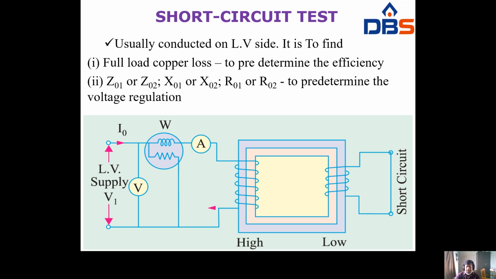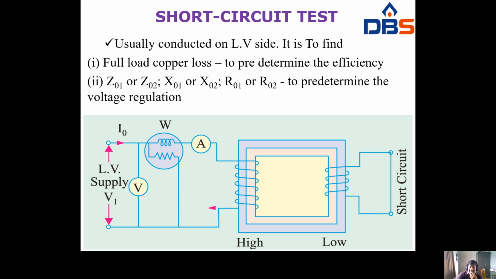So look at the figure. This test is conducted on the high voltage side, not the low voltage side. The open circuit test is conducted on the LV side, but the short circuit test is conducted on the HV side, right? So the LV side is short circuited, we have to put one short circuit in between the terminals.